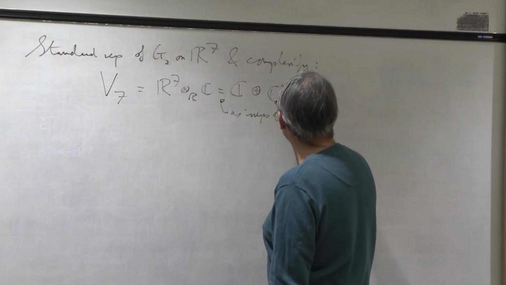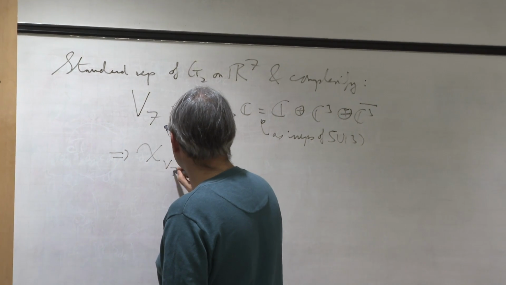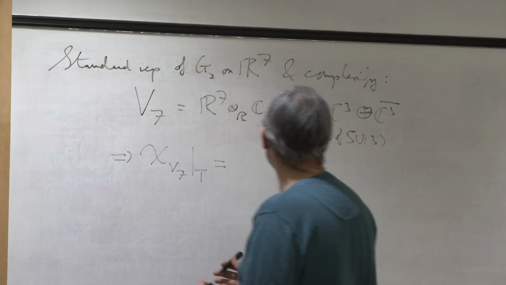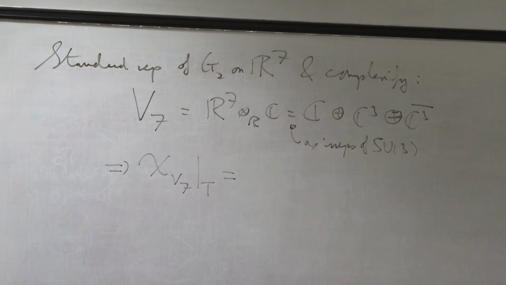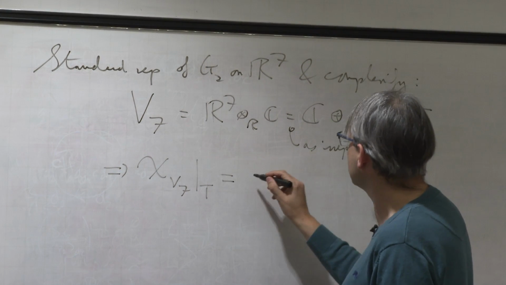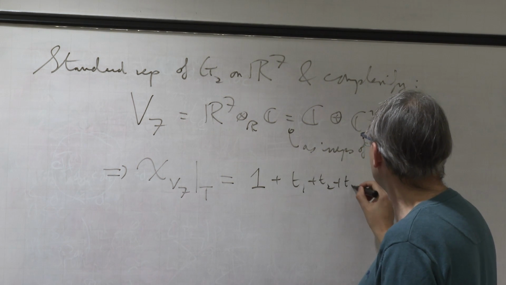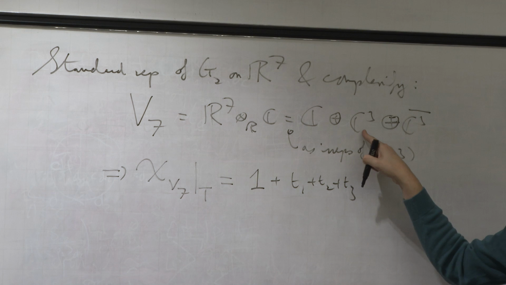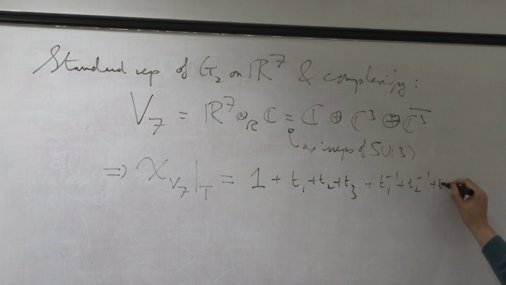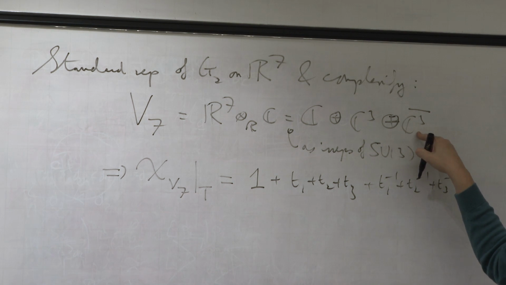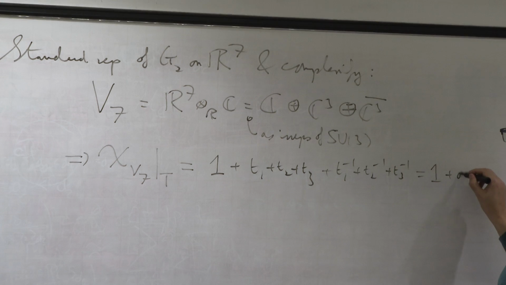of SU3. And so you can compute that the character of V7 restricted to the maximal torus is just going to be the one for SU3. So it's going to be a 1, because this is trivial, plus T1 plus T2 plus T3, because that's how it acts on C3, right? Plus T1 inverse plus T2 inverse plus T3 inverse, because that's how it acts on C3 bar, right? It's by the conjugate. But that is 1 plus sigma 1 plus sigma 2.